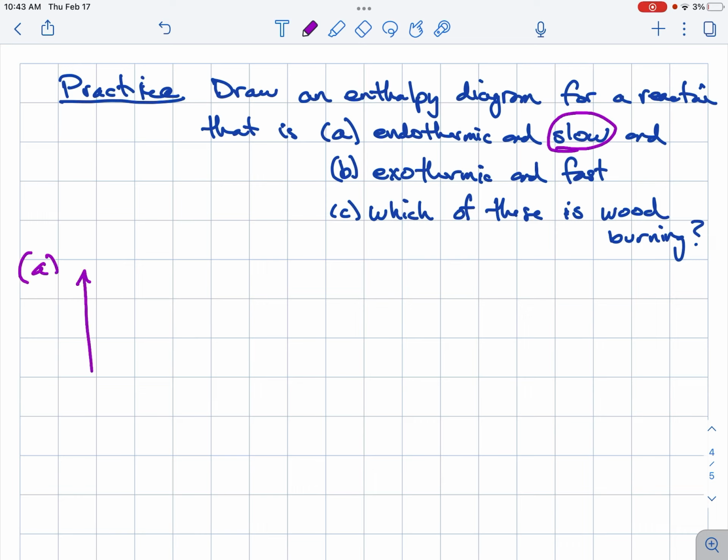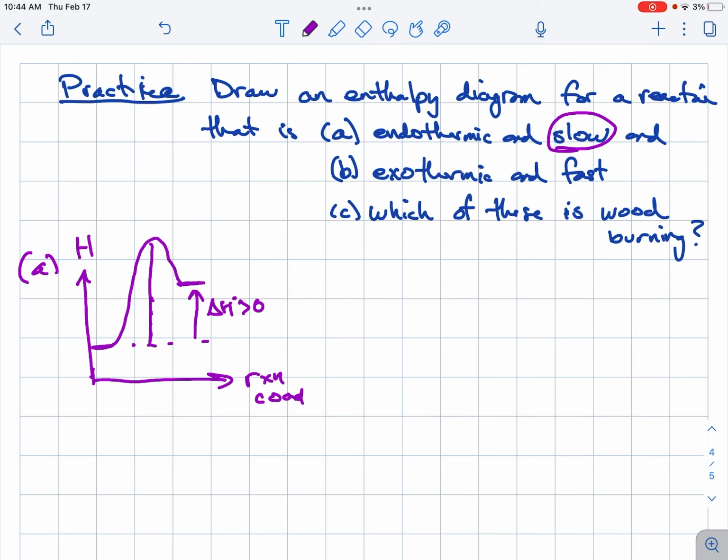Okay, for A, we're looking for a reaction that's endothermic, so we've got to start the reactants down here and the products have got to end up here, right? Because that way we'll have a positive delta H. All right, and then we've got to have an activation energy here, and so this is going to represent our E sub A, our activation energy. Oh, and we said it was going to be slow, so let's make this peak a little higher. There we go. That'll be really slow. Big activation energy.